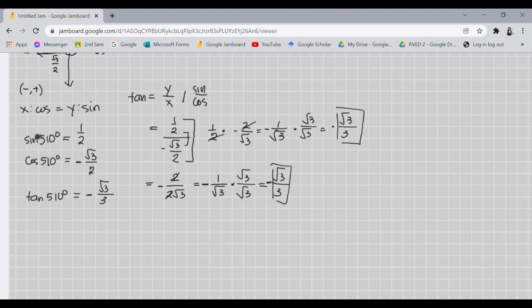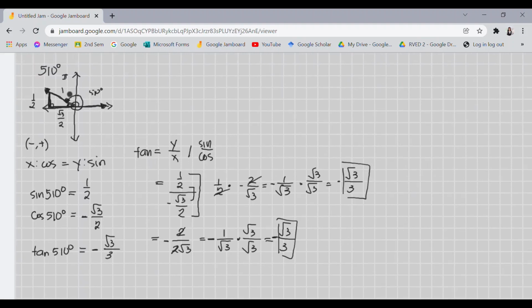So, quick recap for 510 degrees: you draw the angle, and then you apply the right triangle rule. For clarification, not all given angles can be solved using the right triangle. You just have to identify if the reference angle of 510 is under the group of special angles.